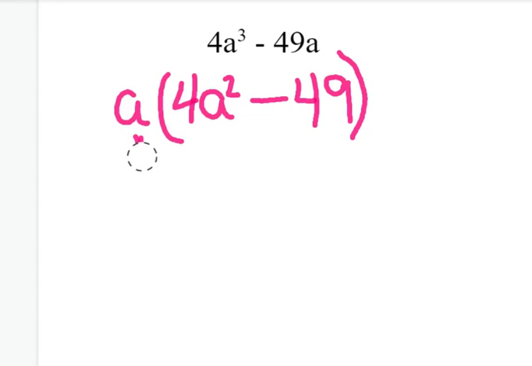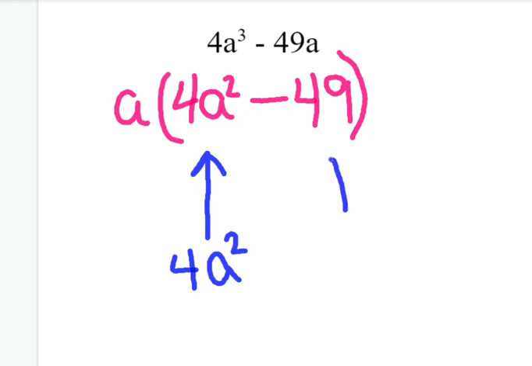Now, notice we have the minus. We need to check to see if we have a difference of perfect squares. So I'm going to check for a squared. Is 4 a perfect square? Yes, it is. Is a squared a perfect square? Yes, it is. How about 49? Yes, it is. So when I say yes, it is, what am I saying?